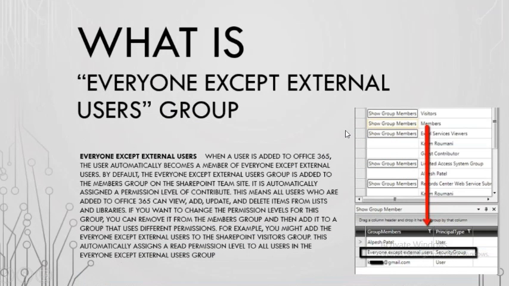Okay, and there's something else that confuses people. It's called the Everyone Except External Users group. As you do those audits, you're going to see a strange group called Everyone Except External Users. What is that group? This group is only in Office 365, and it's an automatic group. That's why you're not familiar with it. It's automatic. It's just there.